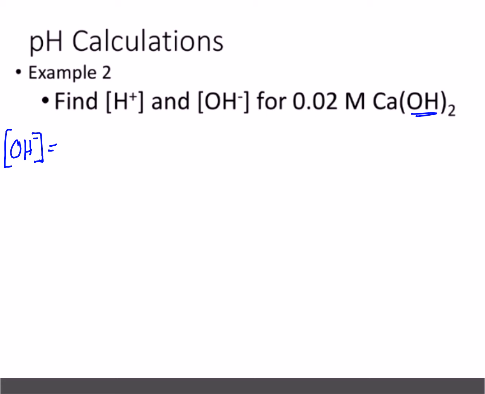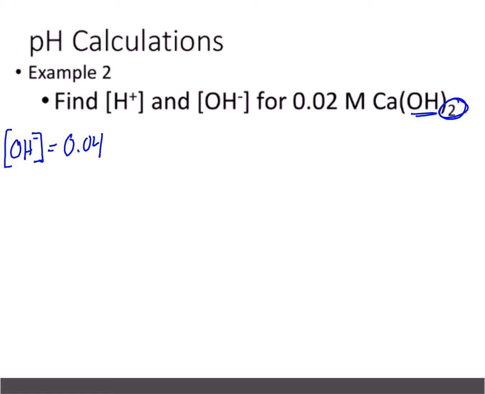What is my concentration going to be for that ion? 2 times 10 to the minus 2, which is the same as 0.04. John, why is it 0.04 and not 0.02? Right, guys, there's 2 hydroxide ions here. That's why I wanted you guys to try this and see.